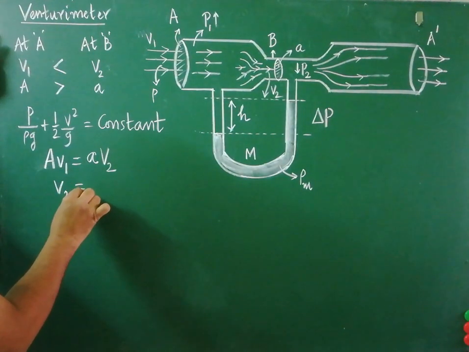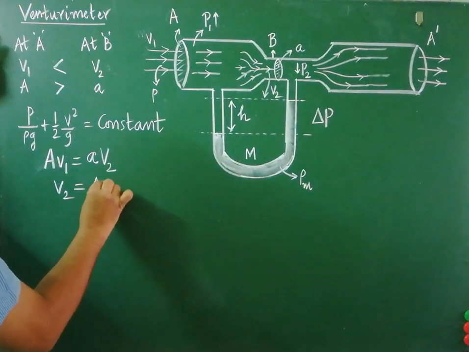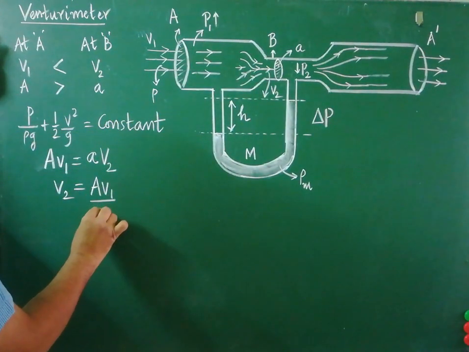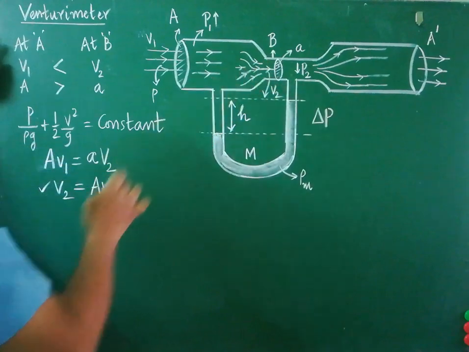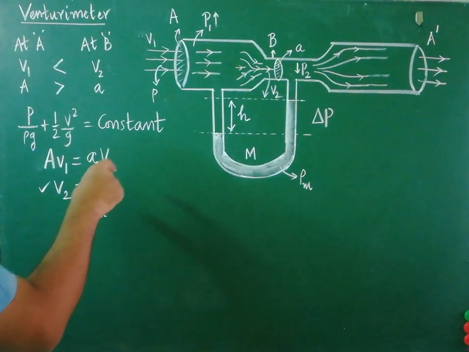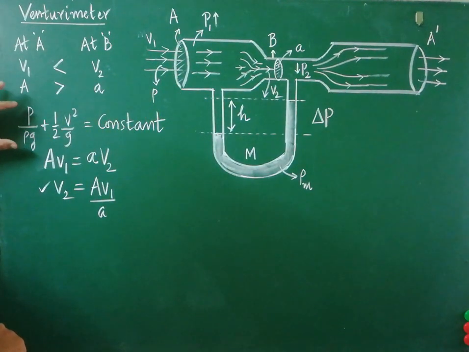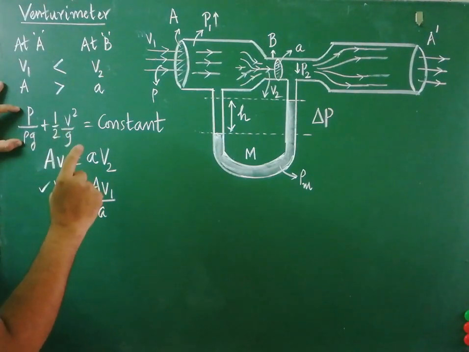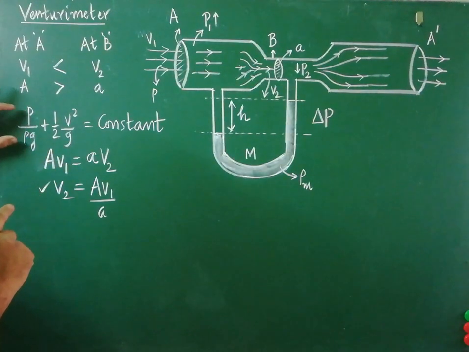What is V2? V2 is the velocity at the point B. V2 is equal to A V1 divided by small a. So this is the expression of the velocity at the point B. Understood? So V2 is ready. Our aim is to calculate the rate of flow at the point A. Here in between, I have written which equation? Bernoulli's equation. Already I have told you the Venturimeter works with the principle called Bernoulli's principle. This equation is to be taken now.